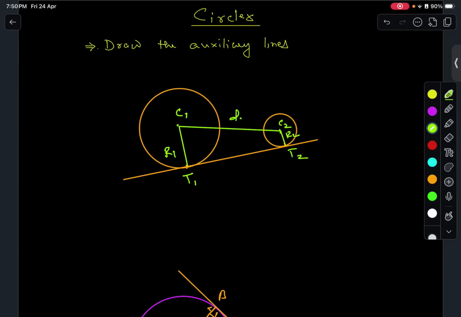T1, T2 is a tangent, right? C1, C2 is the center. The distance between the centers is given as D. Now we have to find the length of T1, T2. Distance between the centers. Oh, sorry, where this line is the tangent.